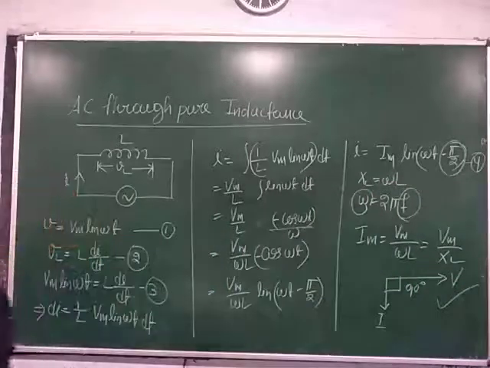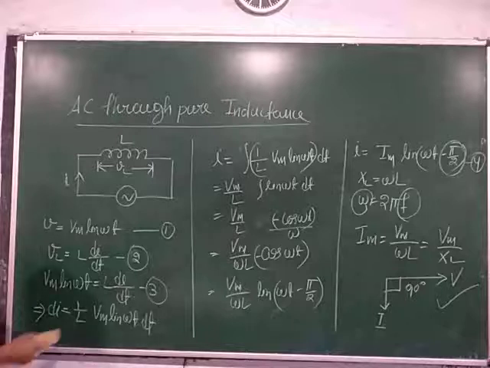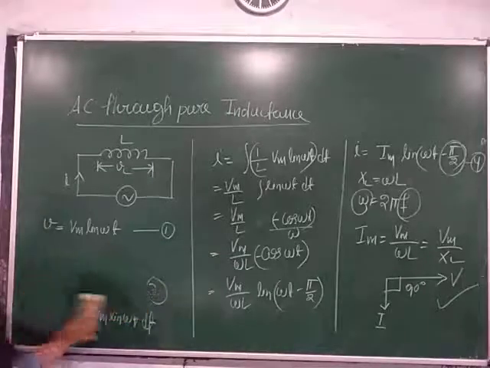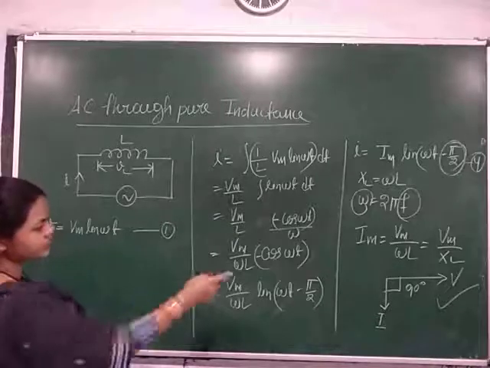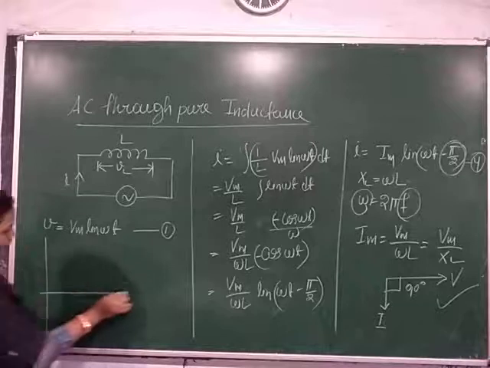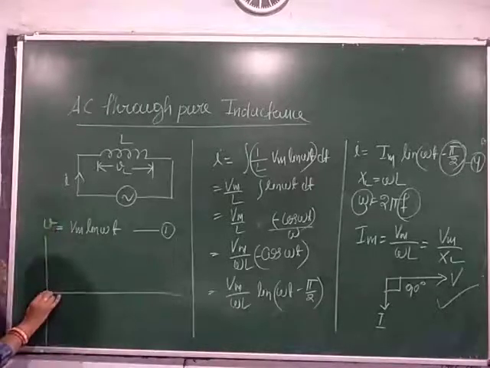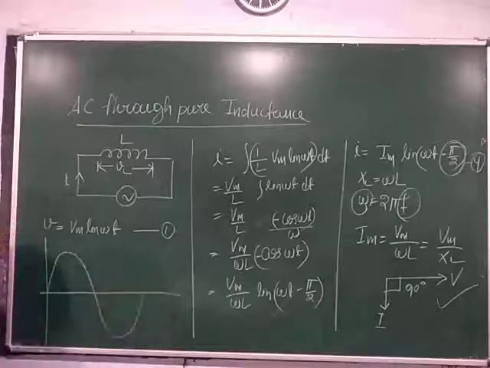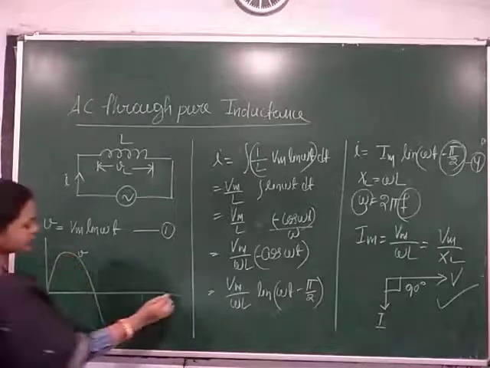Now, by comparing equation 1 and 4, I draw the waveform diagram. That was the phasor diagram. And if you draw the waveform diagram, how does it come? Suppose this is the voltage with respect to time.